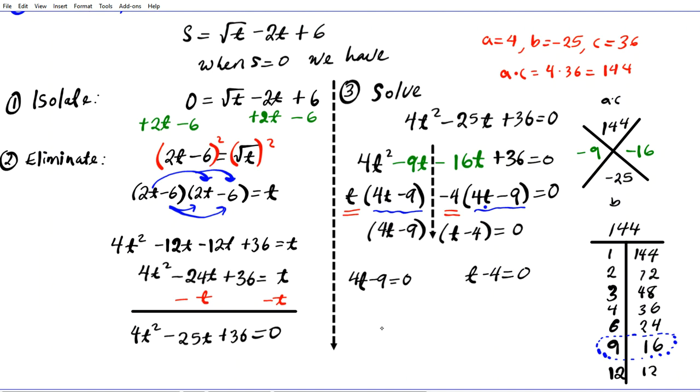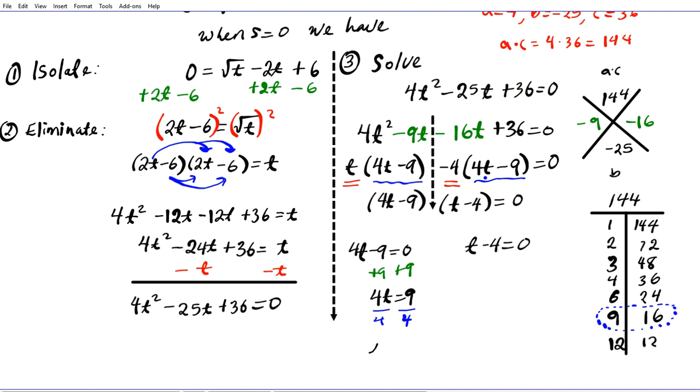And then we solve. Alright, so this one we add 9 and divide by 4. So we have 4t equals 9. Divide by 4. And then we have t equals 9 over 4. That's our first potential solution. Remember the possibility that there could be extraneous solutions, so we don't know for a certainty if this is a solution. Alright, solve this. Subtract 4 from both sides. You have t equals 4 as your second answer.